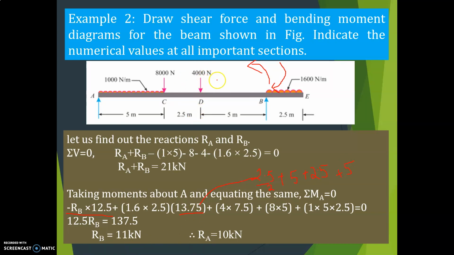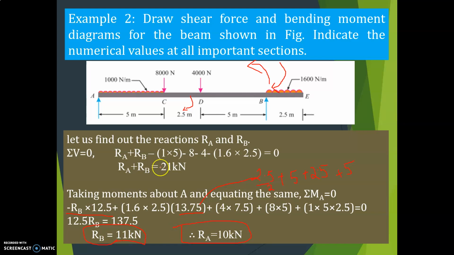Next is this load acting in this direction, so that is clockwise, so 4 into this distance, what is this? 5 plus 2.5, that is 7.5. Next is this point load 8, again acting clockwise, so 8 into perpendicular distance 5, 8 into 5. Then one more UDL is there, so 1 into 5 into half of 5, that is 2.5, equal to 0. So simplify this, you get RB is equal to 11 kilonewton, RB is 11 and RA is equal to 10. How do you get RA?